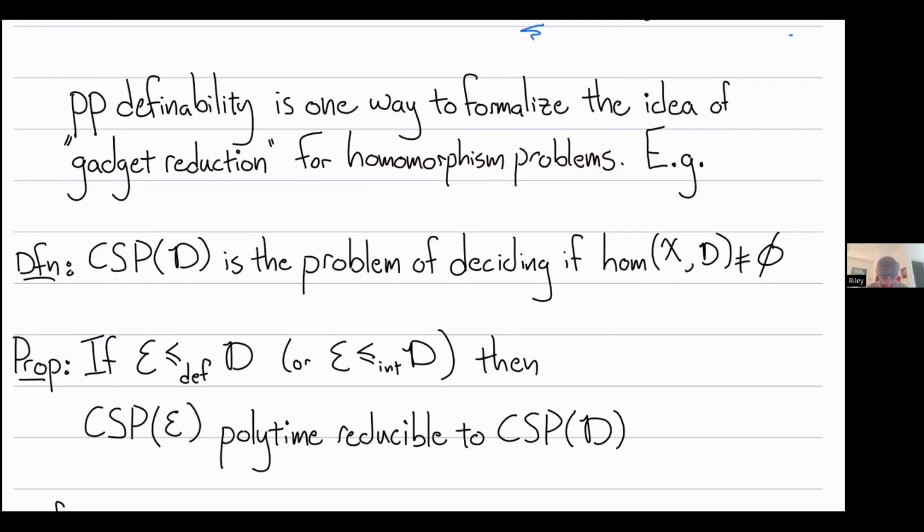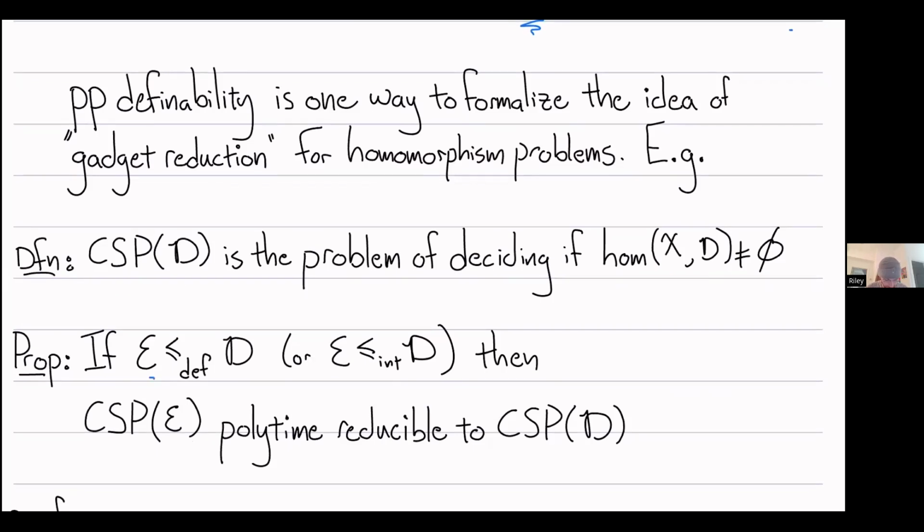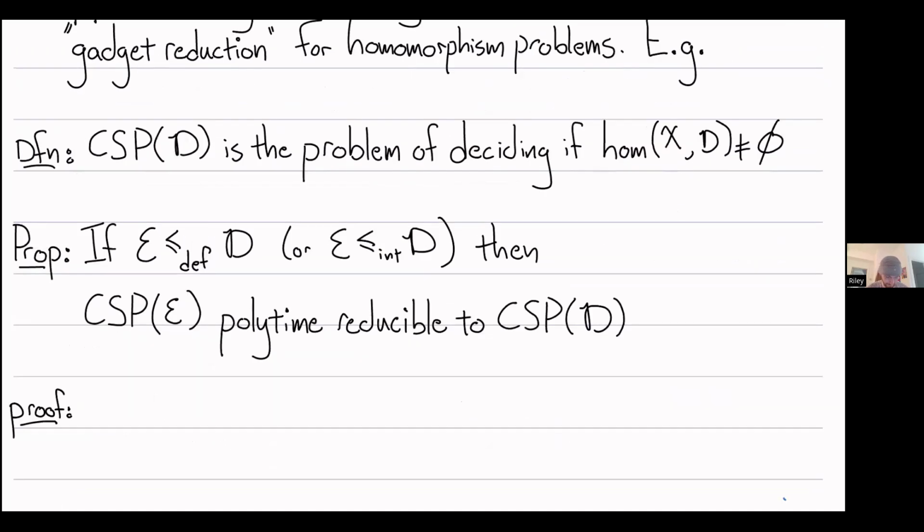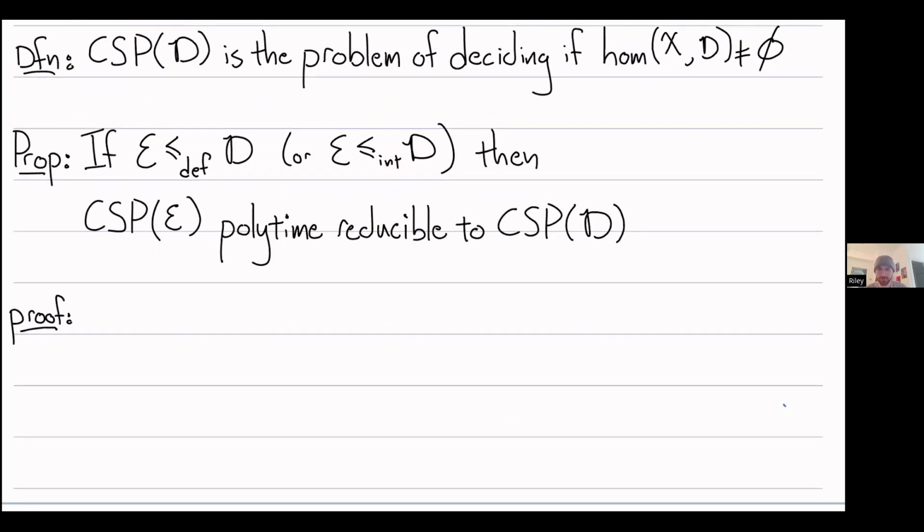And a theorem is that if E is PP definable in D, or interpretable, then the CSP for E polynomial time reduces to the CSP for D. And I'll sketch a proof of this for definability. The proof for interpretability is the same. You just have to keep track of more indices.